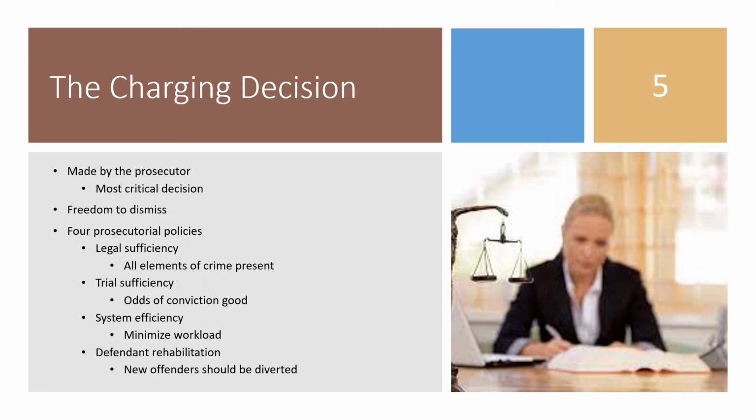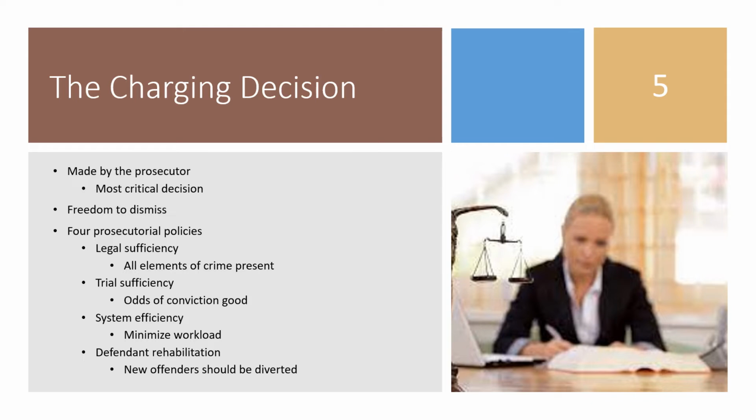Another methodology they use is looking at trial sufficiency. What are the odds of conviction? If the odds of conviction are good, then the prosecutor will charge it. If it doesn't look like they'll be able to get this past a jury, then they will choose not to charge it. Another methodology they use is system efficiency.